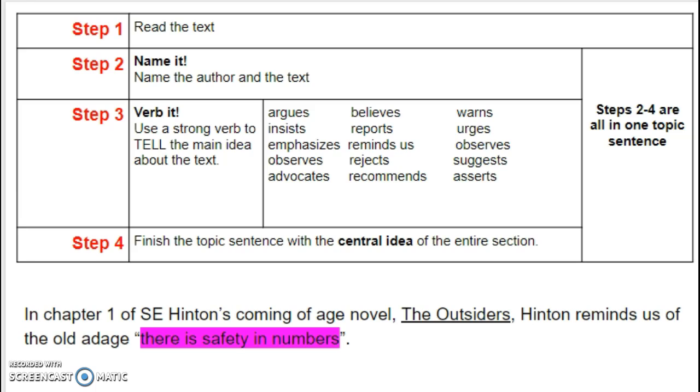The central idea, I want you to think about it like not the message, but what did you get from the reading? What was your takeaway? If you think about everything that happened in that chapter, what do you feel that it was all about? And so my focus for the takeaway of chapter 1 is that there's safety in numbers. And this makes sense because Ponyboy leaves the movies. He's all by himself. He starts walking home. He gets jumped by the Socs, and then his friends, the Greasers, come to his rescue.